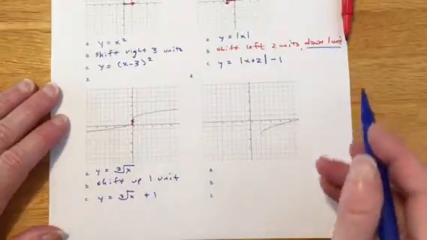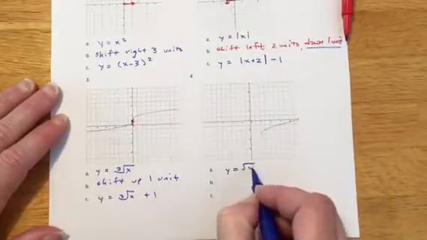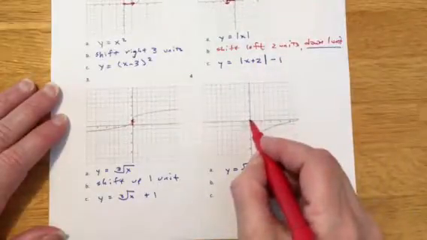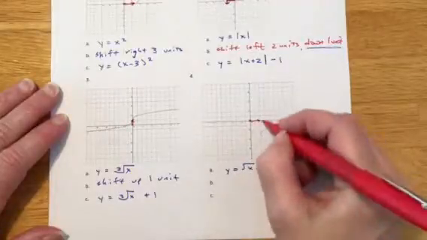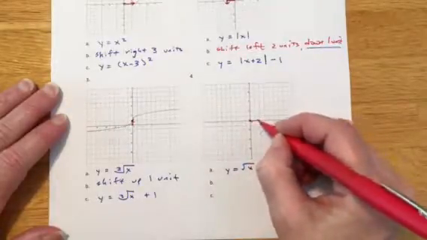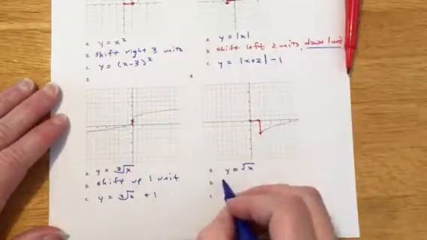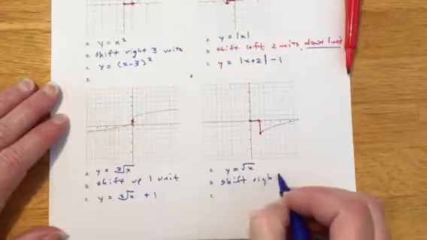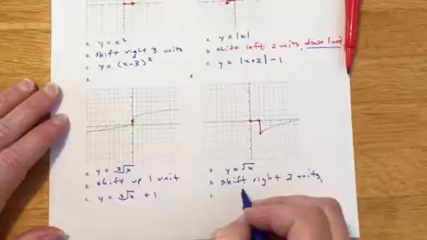And then finally for number 4, again, we should recognize this right away as the square root function. We're used to the square root function starting here at 0, 0, so clearly it went to the right 2 and then down 3 units to start there. So again, that's a shift right 2 and down 3.